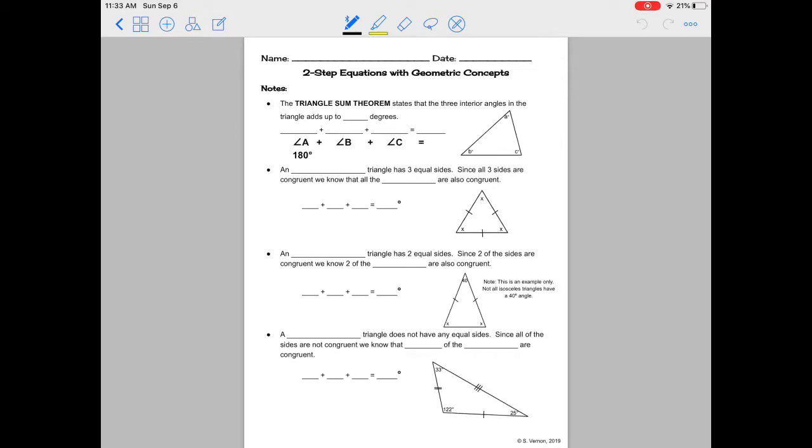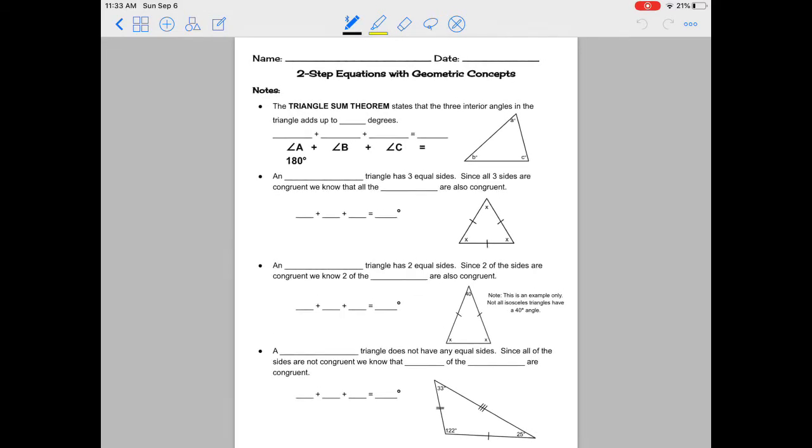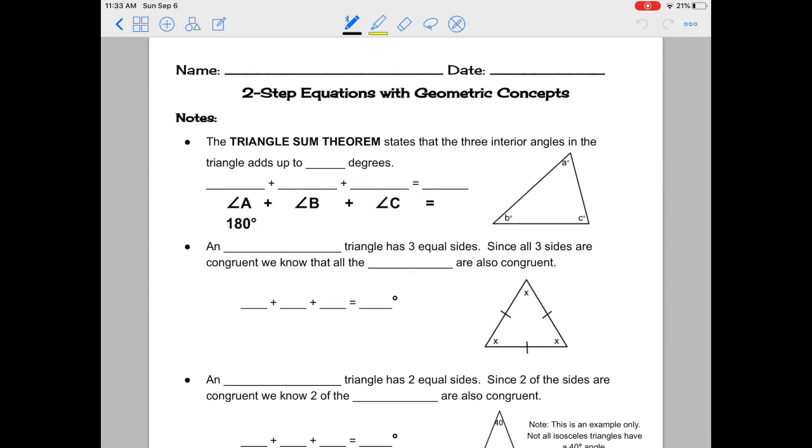The triangle sum theorem states that the three interior angles in a triangle add up to 180 degrees. So let's say I have 45, 60, and 75. This would be 45 plus 60 plus 75, which gives me a total of 180 degrees. So angle A plus angle B plus angle C equals 180.